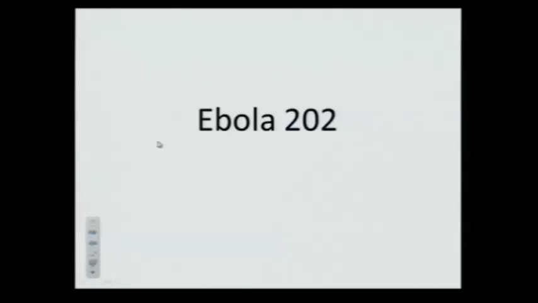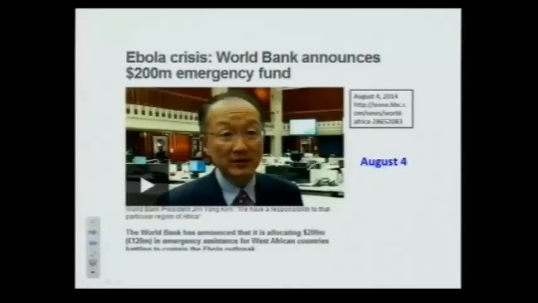Ebola 202 really has to do with the global reaction to the virus. What have international organizations and world leaders done in response? Here are just some examples. This is Jim Young Kim. It sounds as if he would be from what country? Pardon me? North Korea. Sounds like he's from Korea. He's actually an American, born of Korean parents.